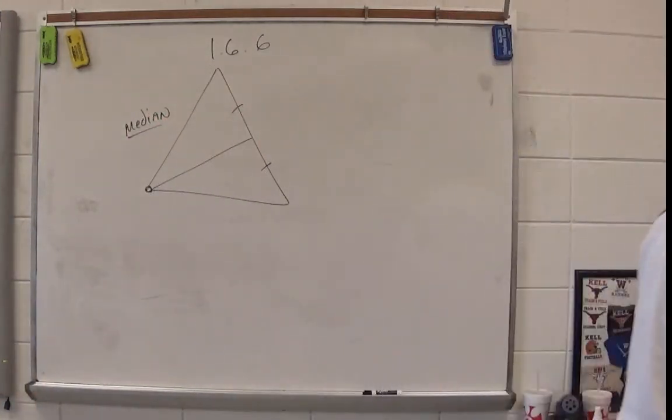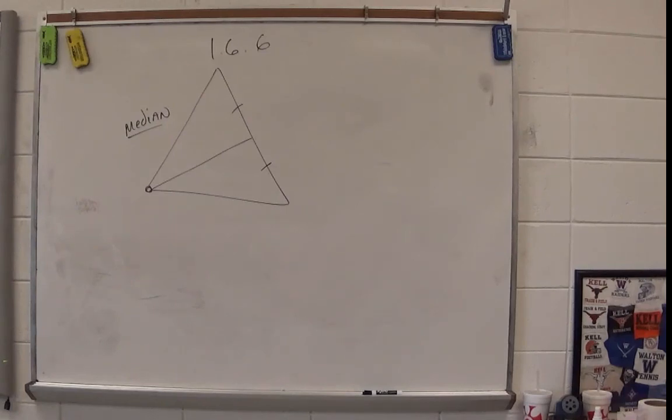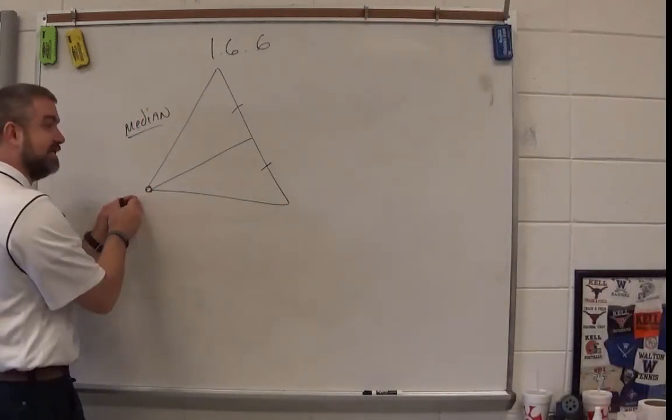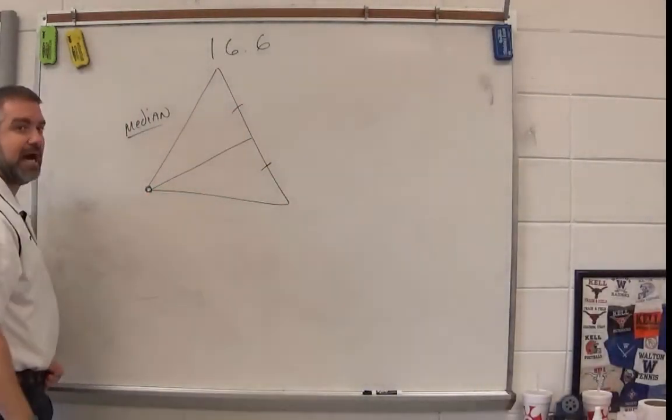The middle. That's right. So it is the middle value when you have a bunch of data. If I took all of your test grades from yesterday and I arranged them from least to greatest and I found that middle value, that would be the median. In a triangle, the median is simply where we take the vertex and we go to the middle of the opposite side.